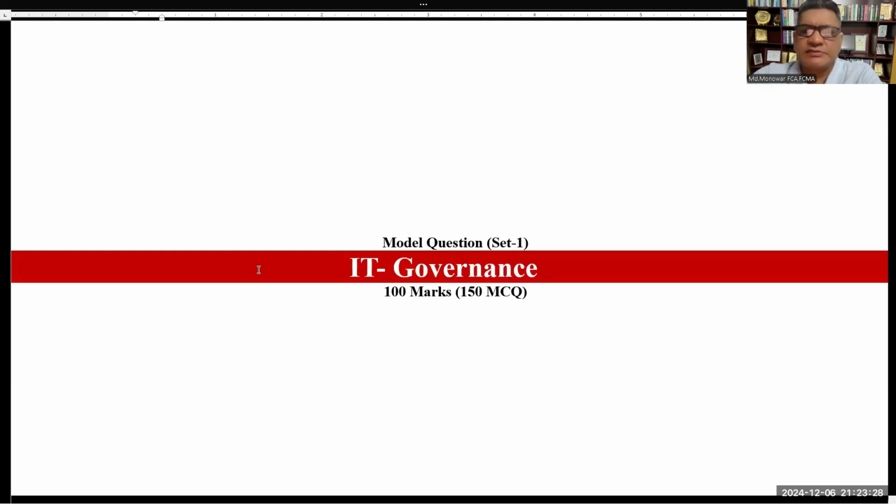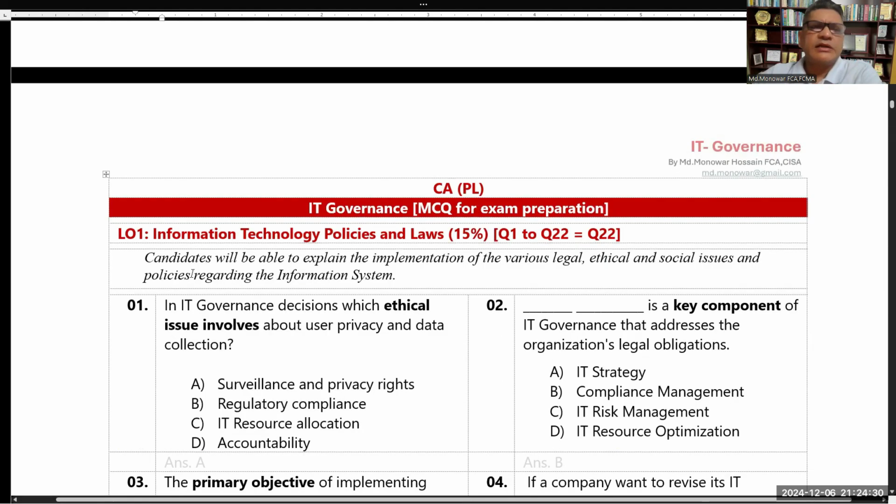For better understanding and preparation for the examination, here we have prepared a model question called Set-1, and a lot of sets will be released in future. So let us start. Learning objective 1 is information technology policies and laws. It weighs 15%. If we study these topics, we will be able to explain the implementation of the various legal, ethical, and social issues and policies regarding the information system.